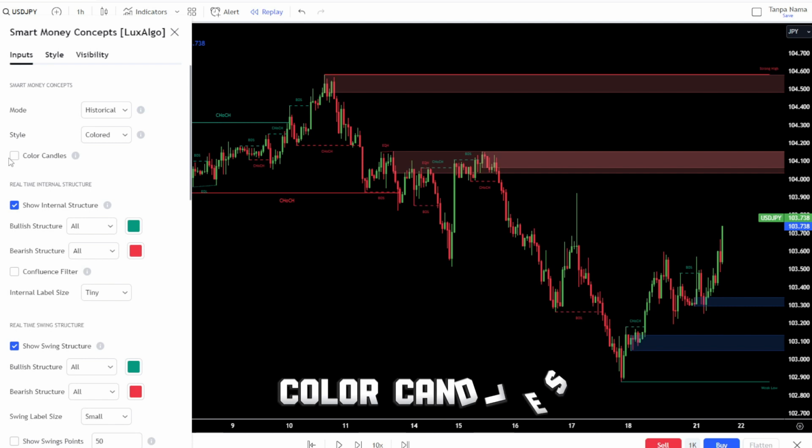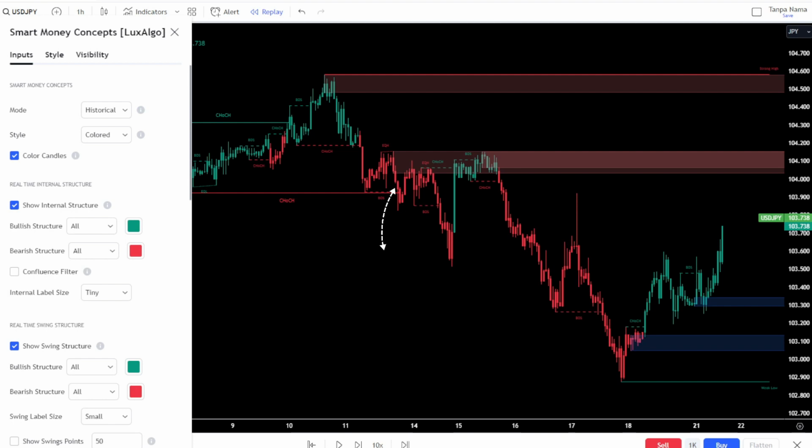3. Color candles. The color candles function is to apply color to the candlesticks in the event of a change of character. If the candlestick is green, it indicates a bullish trend. However, if the candlestick is red, it signifies a bearish trend.